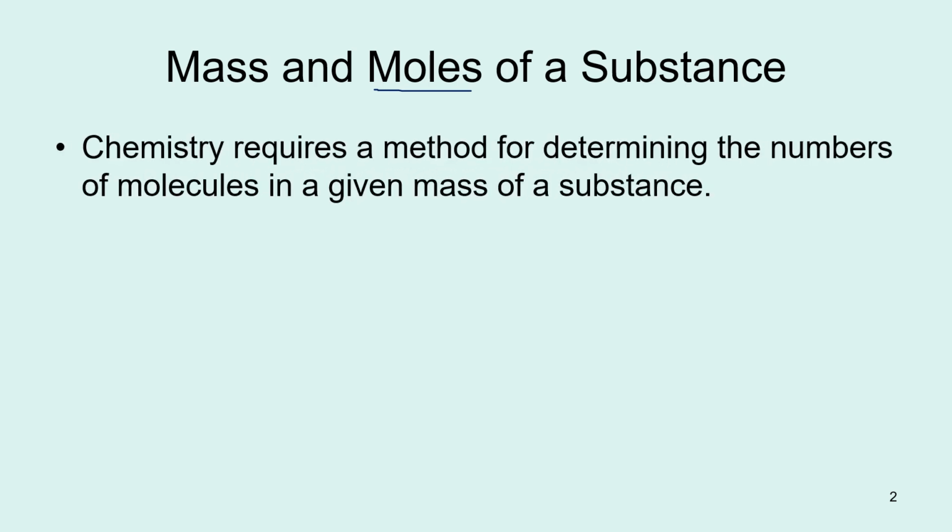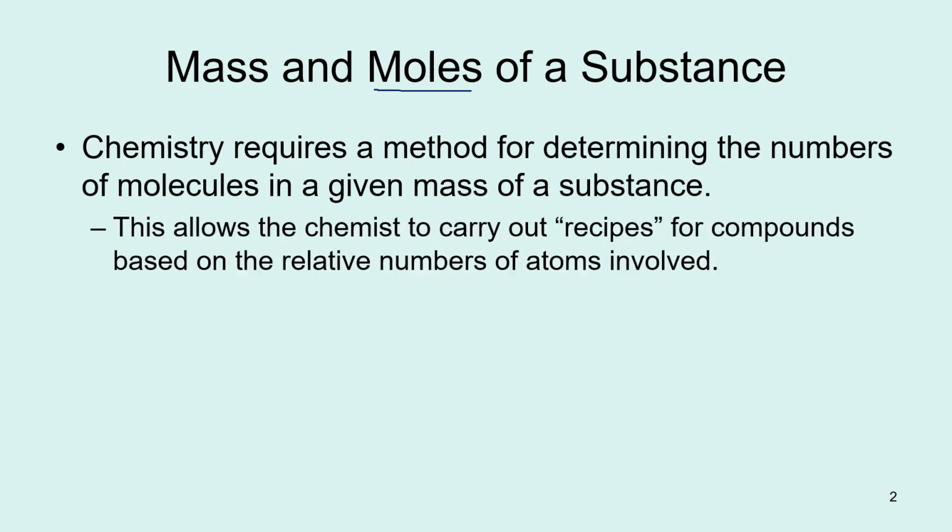If you're in a chemical industry and you need to make a certain amount of product, you have to know how much reactants to start with, how they react. You need to be able to do these calculations. So chemistry requires a method for determining the numbers of molecules in a given mass of substance, or in other words, how much do you start with, how much do you need?